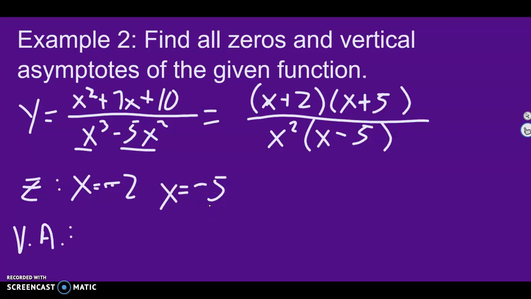The vertical asymptotes occur when we make the bottom be 0. So we look at the factors of the bottom. We have 2 factors. The first factor would be 0 if x is 0, because 0 squared is 0. And the second factor would be 0 if x equals 5. So in our next section, we're actually going to start putting this information on a graph. But for today, we're just going to be identifying these critical values on a graph. Where do vertical asymptotes occur? And where do the zeros occur?